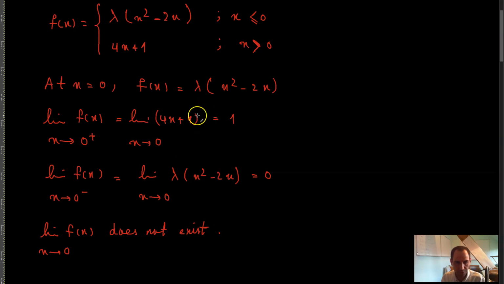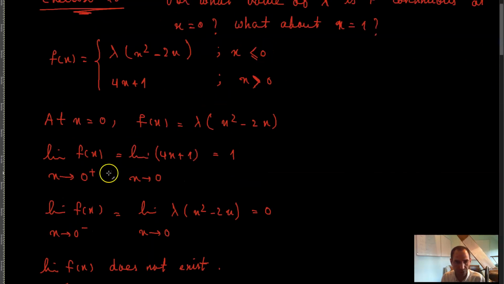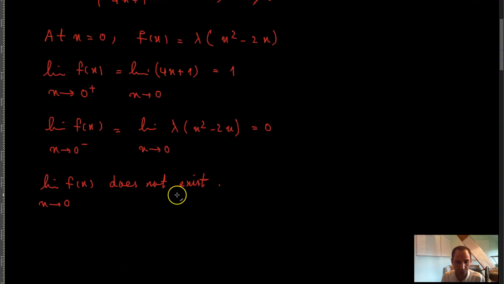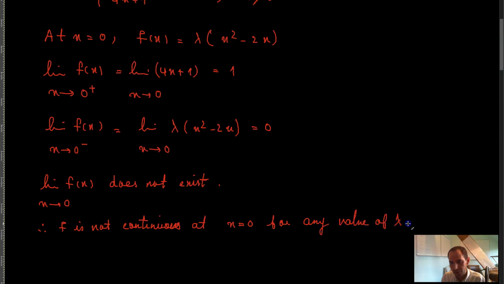It cannot exist because the limit of f of x when x tends to 0 from the right, you have the limit of 4x plus 1, which is equal to 1. The limit of lambda times x squared minus 2x is equal to 0 squared minus 0, which is equal to 0. 0 times lambda is equal to 0. And so 0 cannot be equal to 1. Therefore, the limit of f of x when x tends to 0 does not exist, and therefore f is not continuous at x is equal to 0 for any value of lambda, at least for real values.